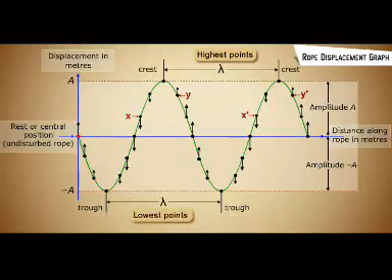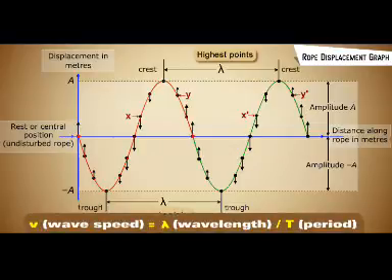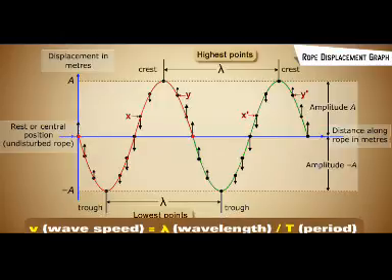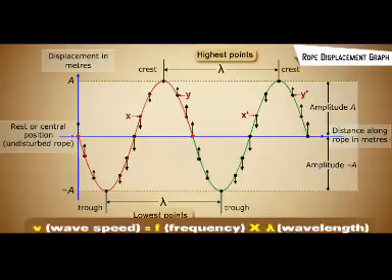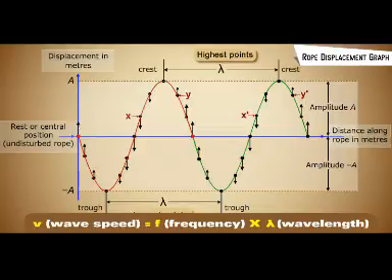Wave speed is the distance traveled by a wave in 1 second. In a time of 1 period, a crest on a transverse rope wave will have moved a distance of 1 wavelength. Therefore, the speed of a wave v is given by wavelength over period, that is lambda over T. Since frequency is equal to 1 over period, wave speed can also be written as frequency into wavelength, that is f into lambda.